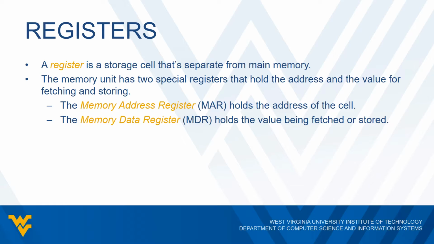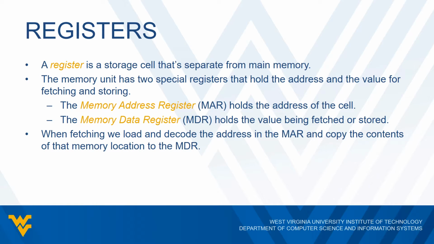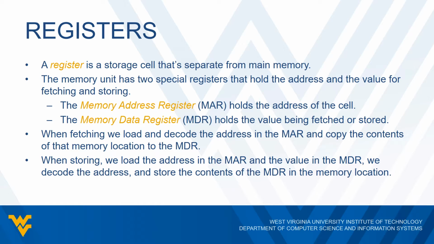So with these two registers, we can describe a little bit more about what's going on when we're fetching and storing. Whenever we're fetching, we're loading the address into the MAR, and then we decode that address. So we've got to figure out exactly what address we're talking about. And then we'll copy the contents of that memory location into the MDR. Now when we're storing, we're going to load the address into the MAR, we're going to load the value that we're going to store into the MDR, and then we'll decode the address that's in the MAR, and then finally we'll store the contents of the MDR into that memory location.